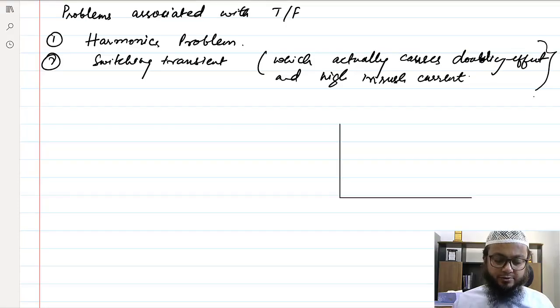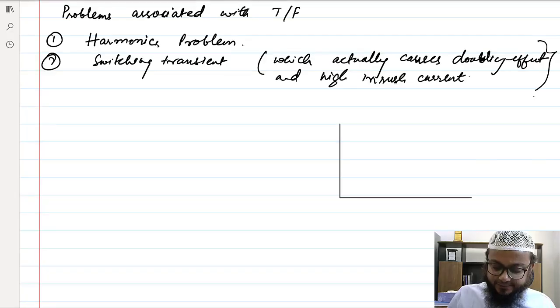So now we will discuss some problems associated with transformers. One problem is the problem of harmonics, and the second problem is the switching transient, which causes high inrush current. Okay, so let's see how these things happen in a transformer. So we know that when we energize a transformer to magnetize the core, even at no load, the winding of the transformer draws some magnetizing current, right?